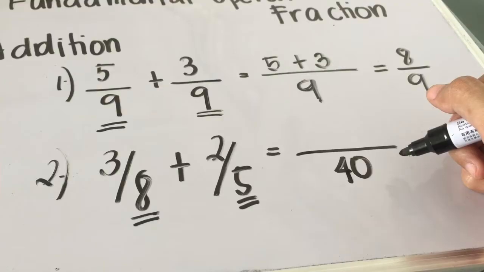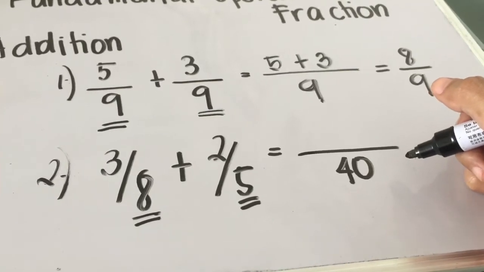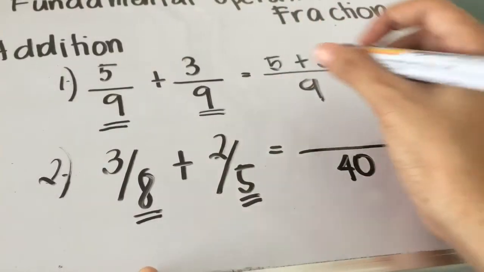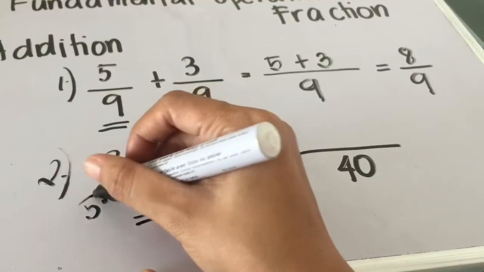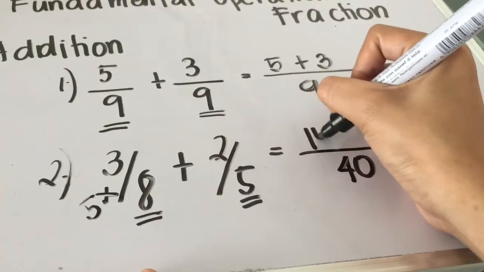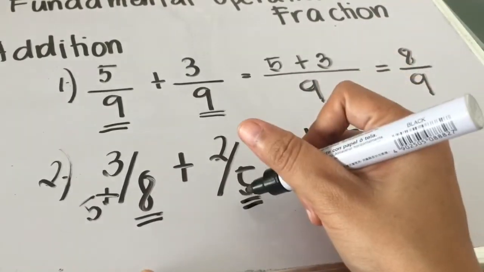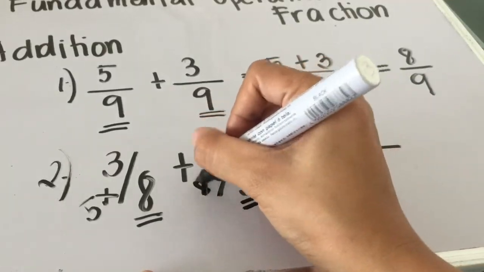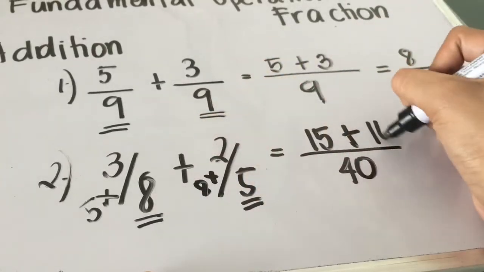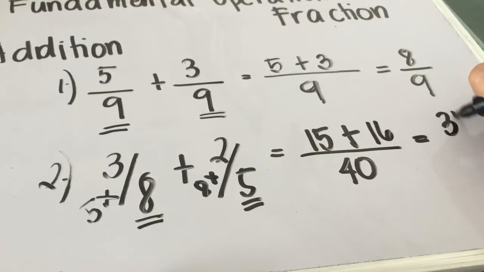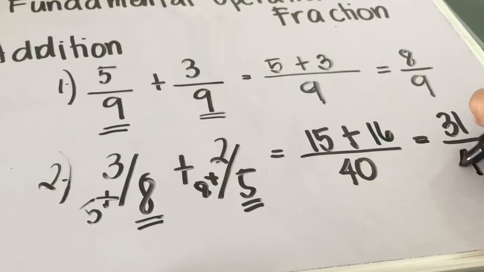So 40 divided by 8 is equal to 5. 40 divided by 5 is equal to 8. So now, 40 divided by 8 is equal to 5. So 5 times 3 equals 15. Then, plus 40 divided by 5, we have 8 times 2 equals 16. So we have 15 plus 16, 31 all over 40.